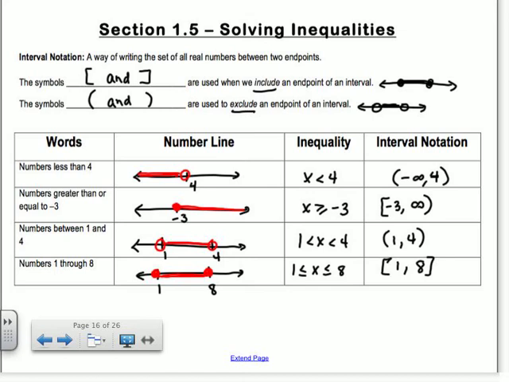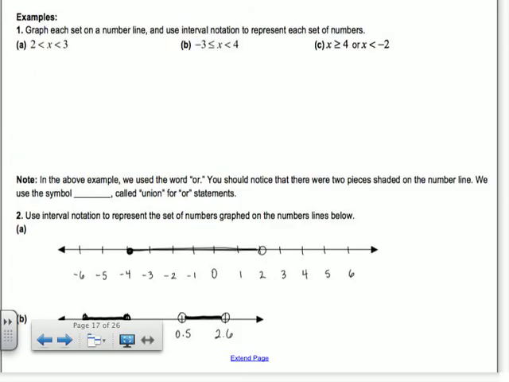All right, so graph each set on a number line and use interval notation to represent each set of numbers. So same kind of thing. You're just practicing the graphing and then interval notation. So it's saying 2 is less than x and x is less than 3. So in other words, x is between 2 and 3. Open circles, right? Because we didn't include 2 and 3. We didn't have less than or equal to. And our interval notation is parentheses 2 to 3, parentheses.